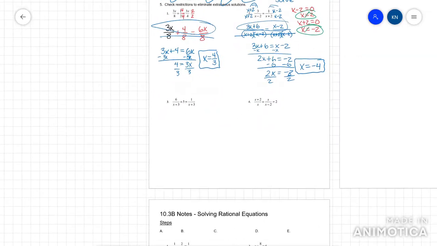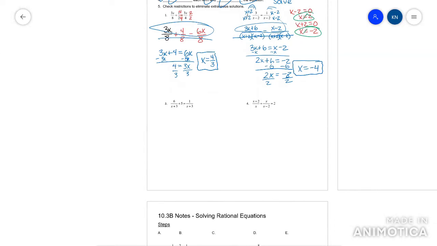Okay, moving right along. Look at number 3. First of all, get your restricted values. X could not be negative 3. Okay, now, common denominator. This 5 is currently over 1. The other ones have that x plus 3. They're good on the denominator, but this 5 right here, you're going to have to hit it with the x plus 3 over x plus 3. And you will have to distribute here.